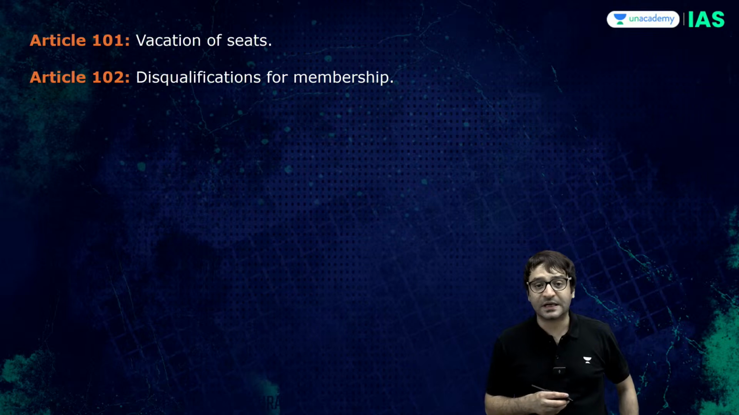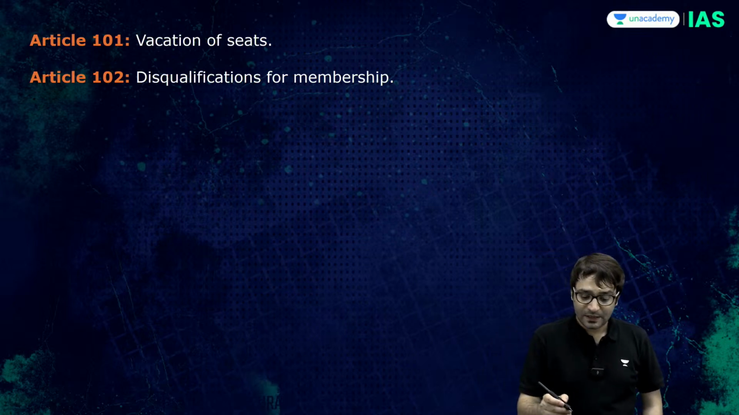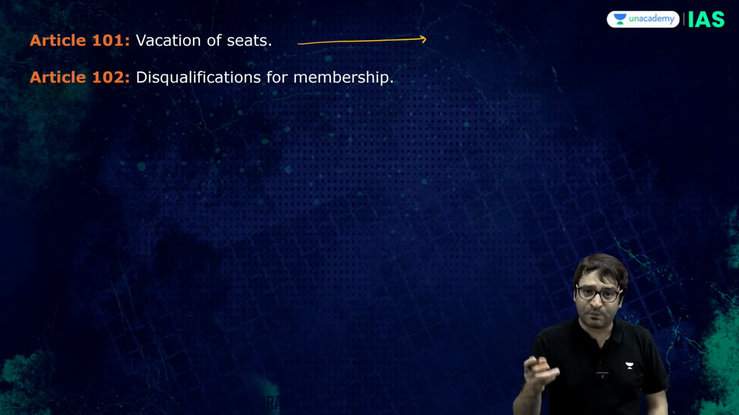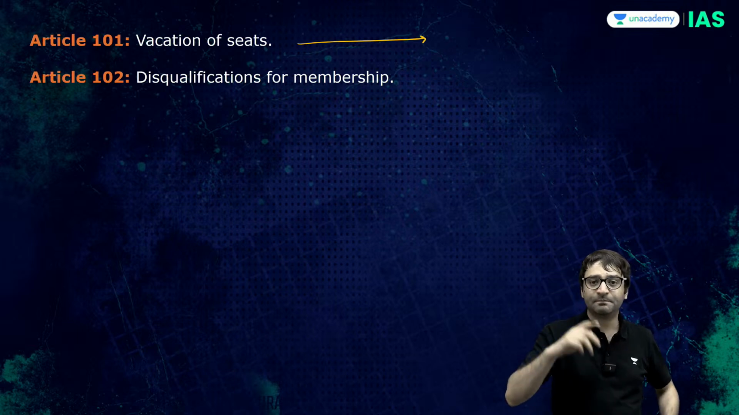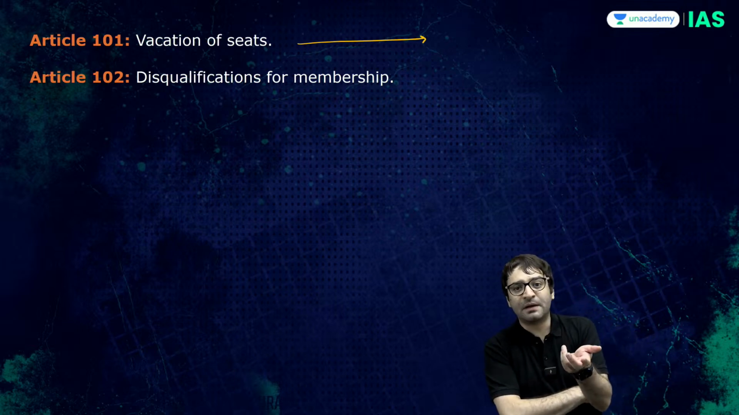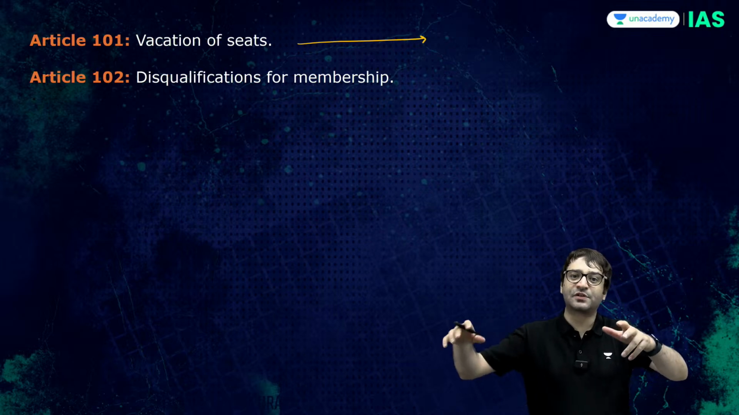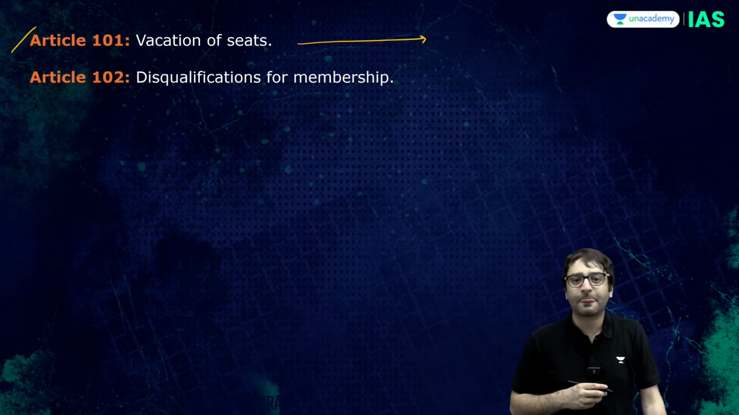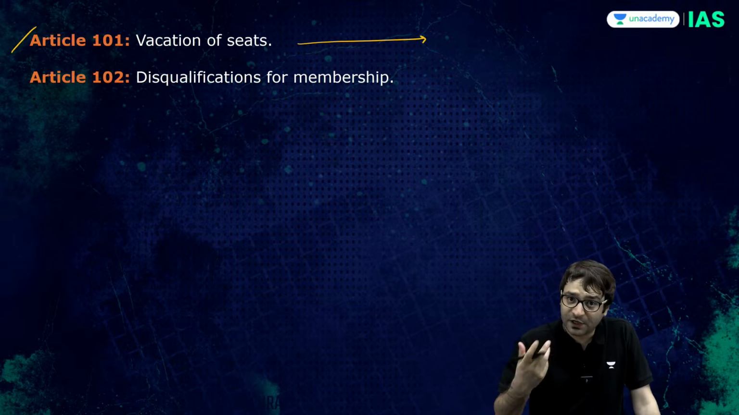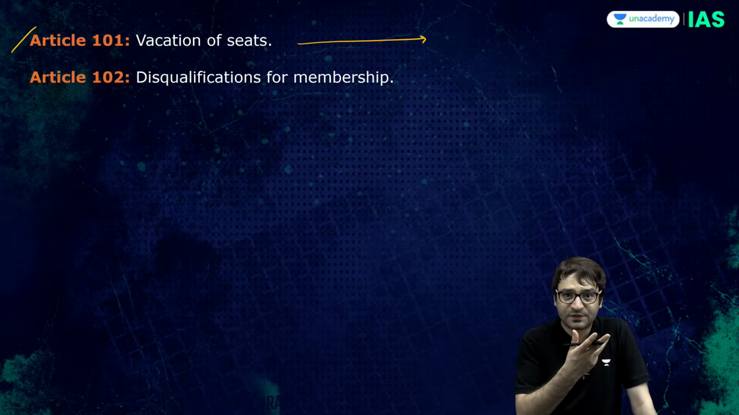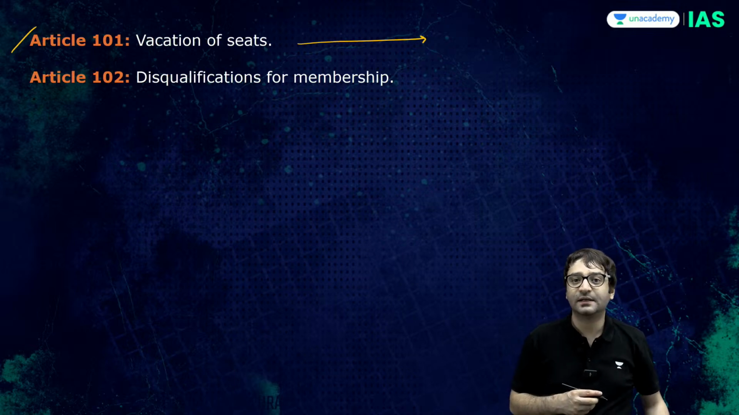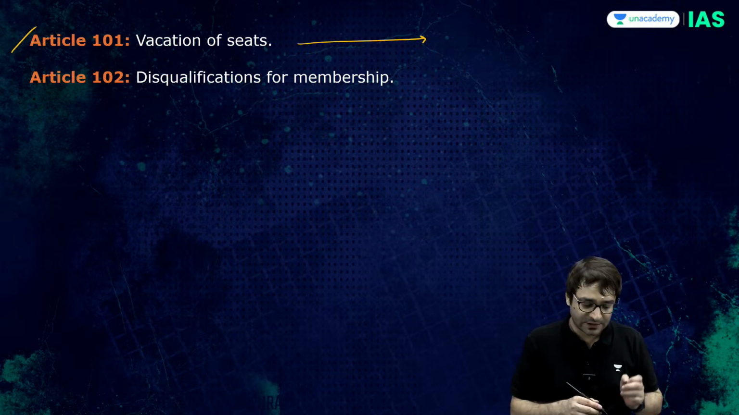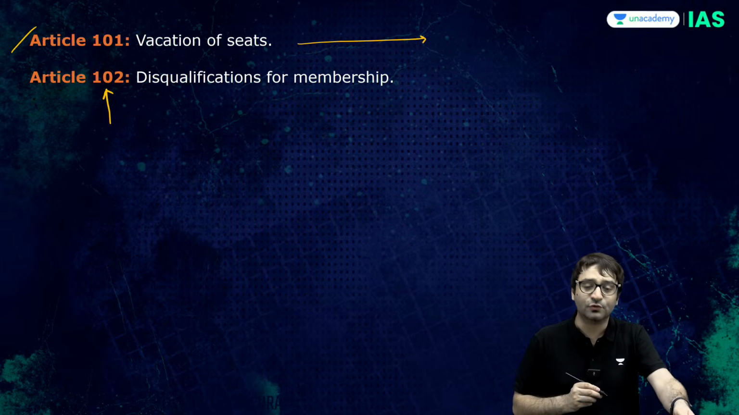Article 101, vacation of seats. You can't be a member of both Houses of Parliament at the same time. You can't be a member of Parliament as well as a member of a state legislature at the same time. Where is it mentioned? Article 101. Disqualifications also have been in the news. We have seen MPs getting disqualified. That's mentioned under Article 102.